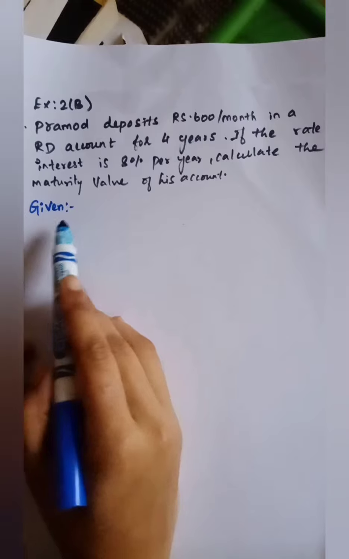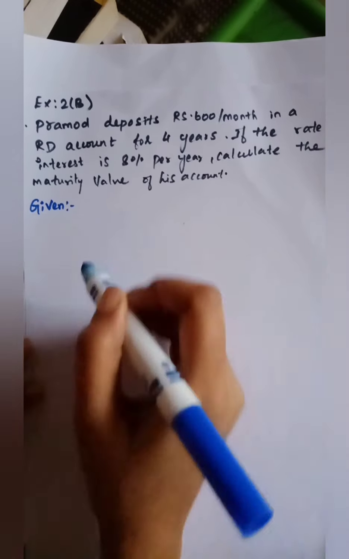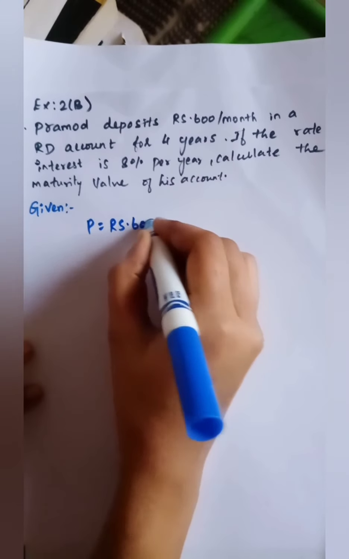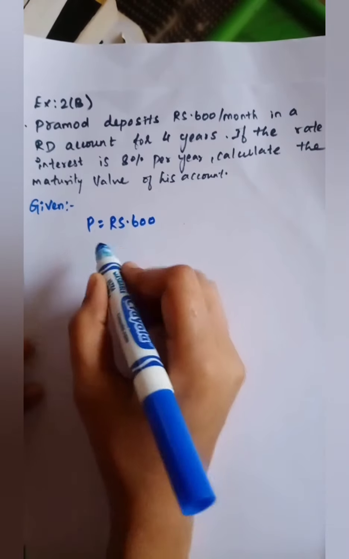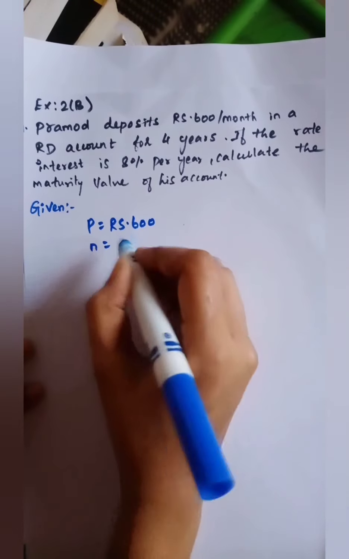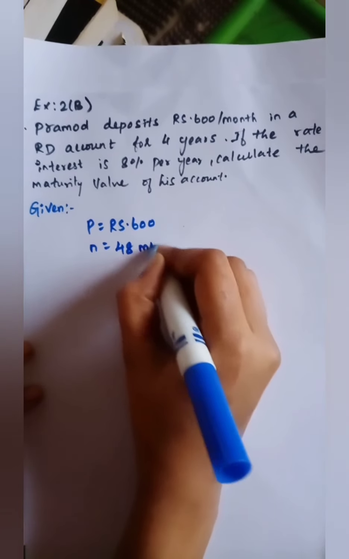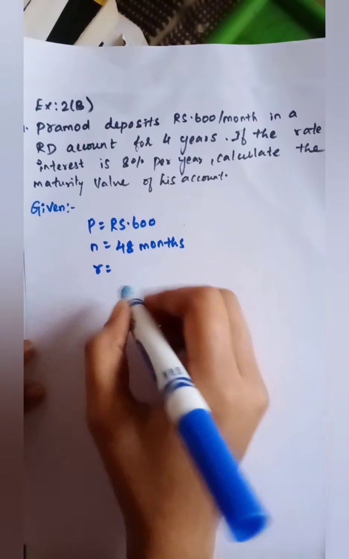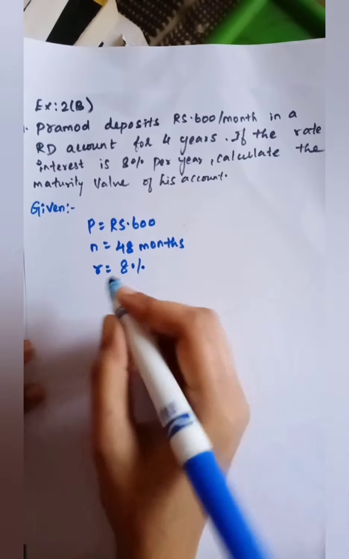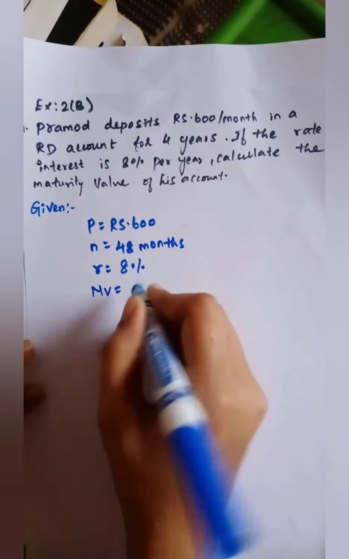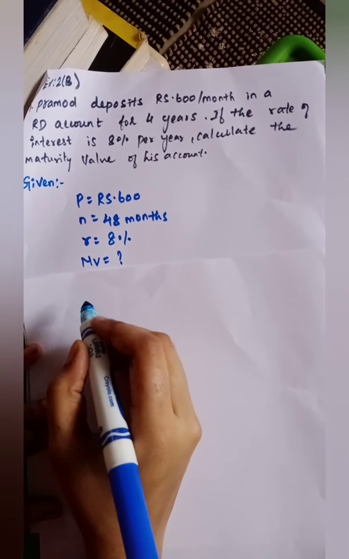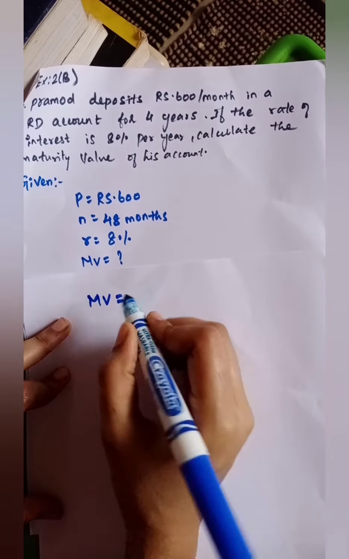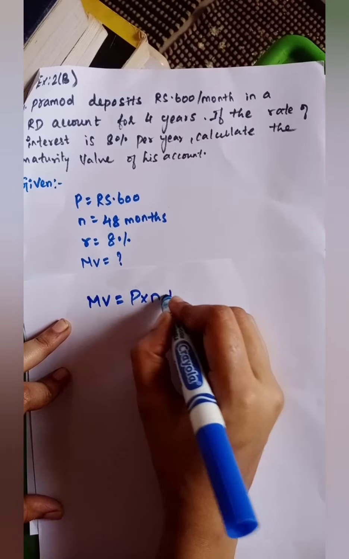Exercise 2b, first sum. Given P equal to rupees 600 and N equal to 4 years, that is 48 months, and rate of interest R equal to 8%, and we want to find the maturity value. Now we will directly go with the maturity value formula. Maturity value equal to P into N plus I.